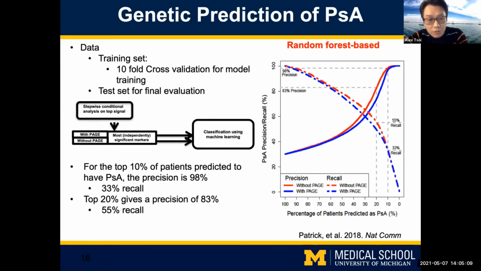But if we loosen the criteria, say, how about we look at the top 20% of the psoriatic patients that we predict to develop psoriatic arthritis in future? Then we get a little bit lower precision, but at the same time, we are able to recover over 50% of the psoriatic arthritis. So I really like one of the points that we all mentioned, that predictions also have to be dynamic. This is using genetic data alone. We do believe that with the integration of more dynamic data, we're able to increase the performance for this kind of PSA assessment.